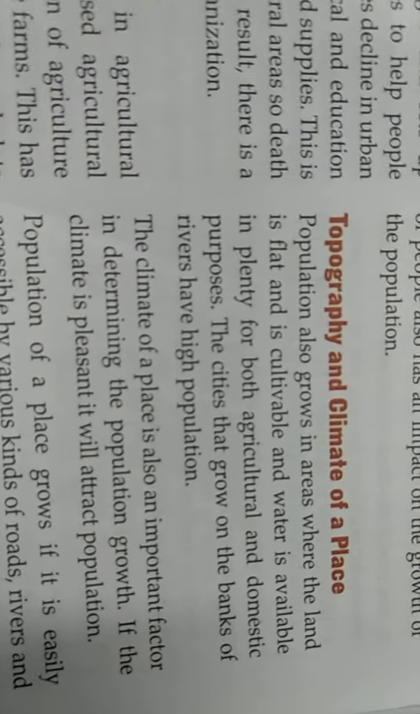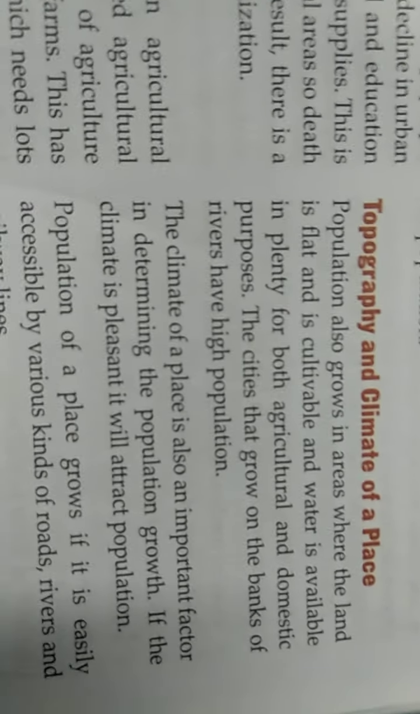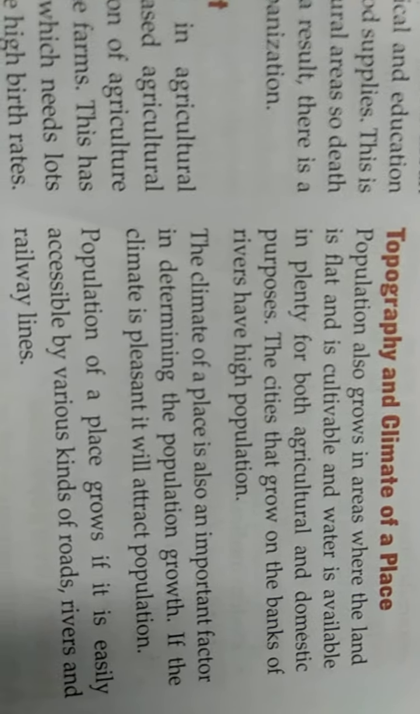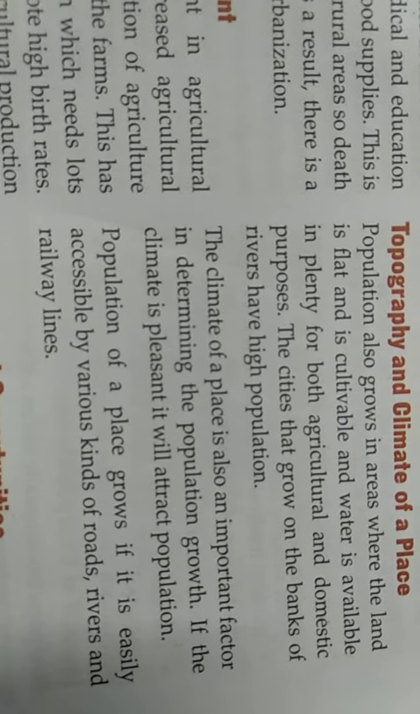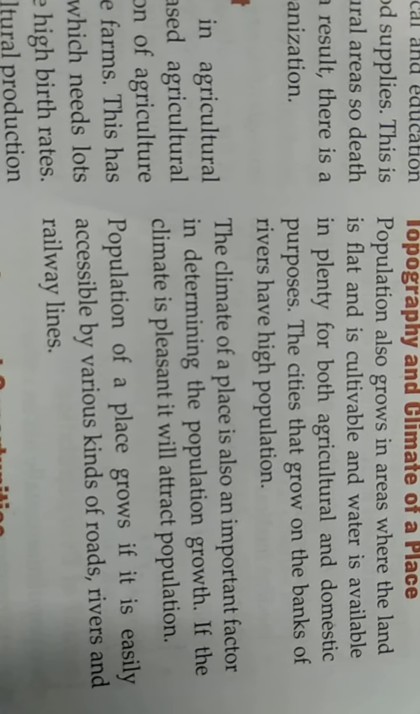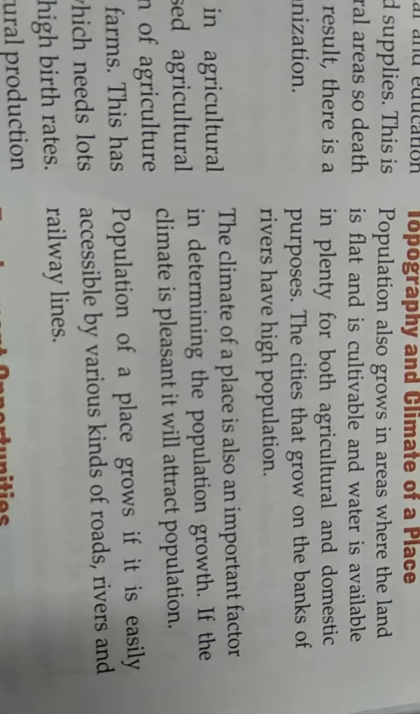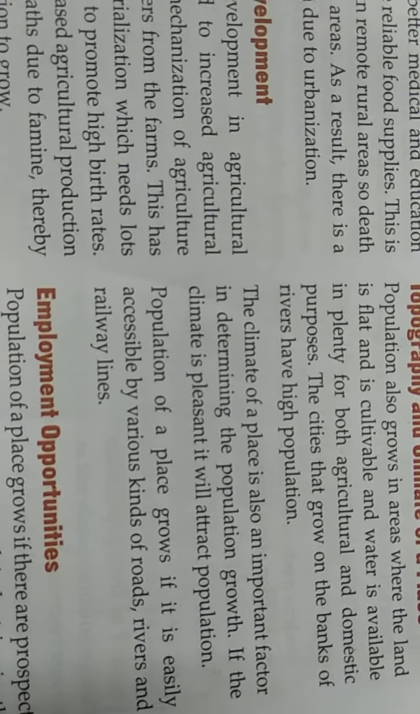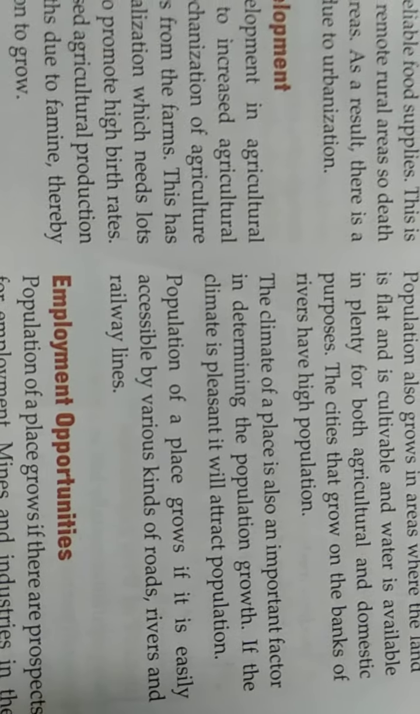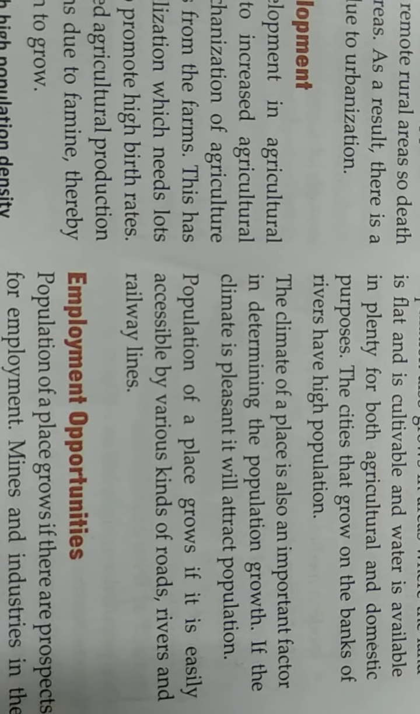The climate and topography of a place also put their influence on the population, because land areas which are flat and can be cultivated are where people like to live, so that they can do plenty of agriculture and domestic activities, whereas people like less living in hilly areas where everything is not easily available. Also the riverbanks, as we have found in history, all the civilizations have grown up near the river banks.